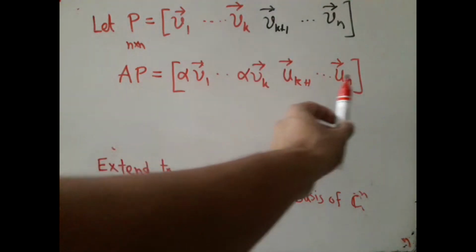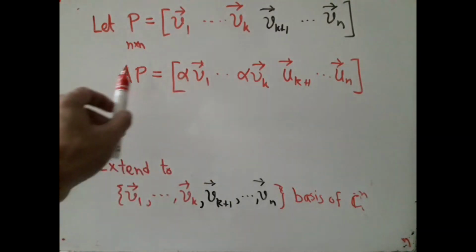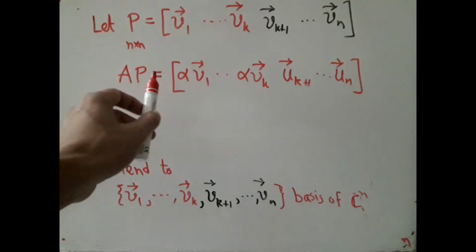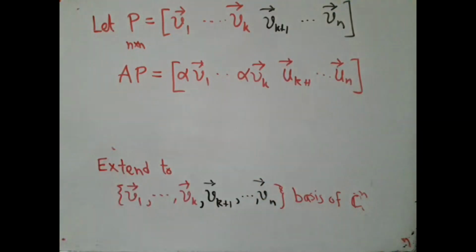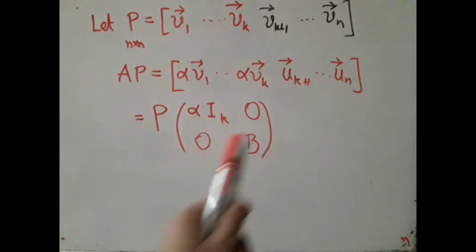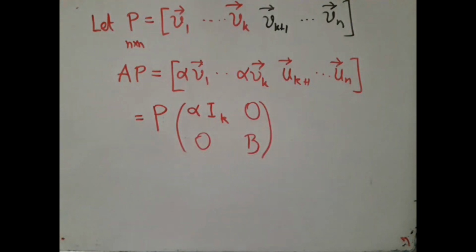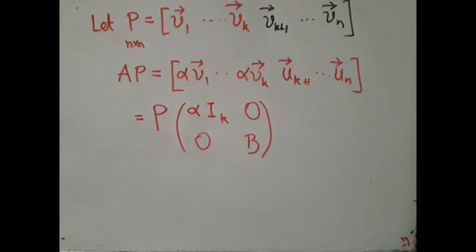Now I can write the entire thing in the following way. Remember, I want to take out my alphas. If I want to take out my alphas, unfortunately because these other columns are present, I cannot do that easily. So what I shall do is a little trick. I shall write it as P times a matrix like this. Now this is something that requires quite a bit of careful thinking and practice in multiplication of partitioned matrices.